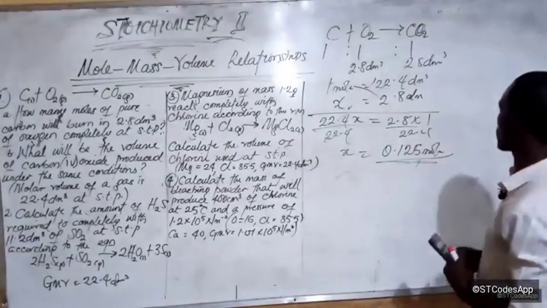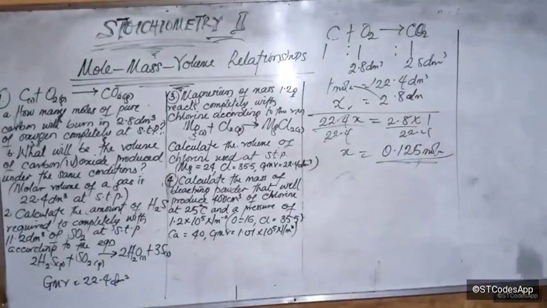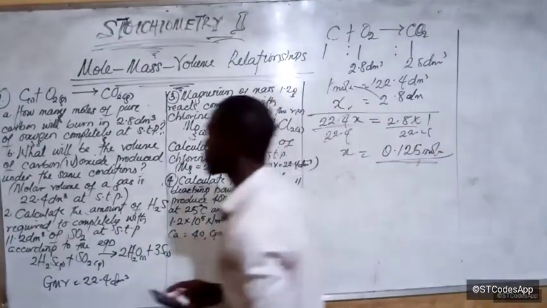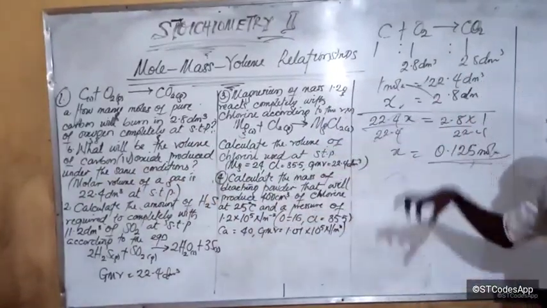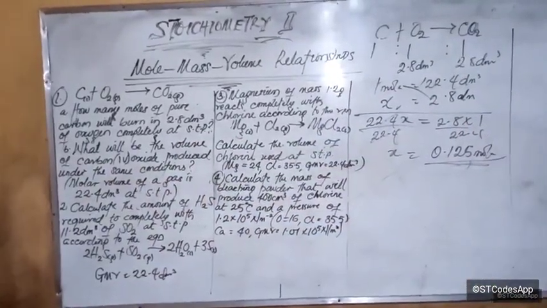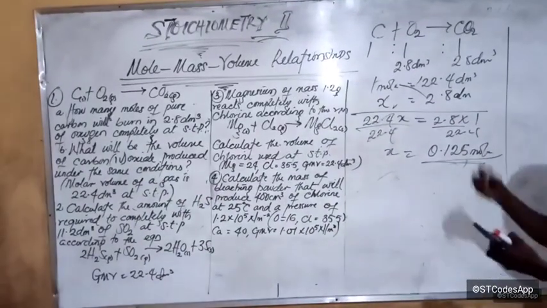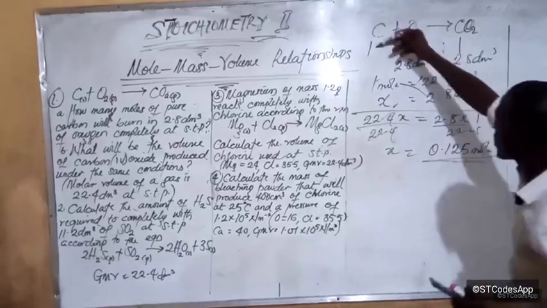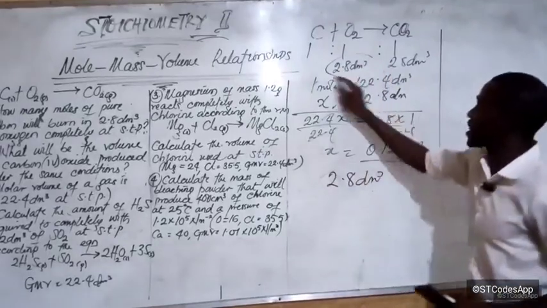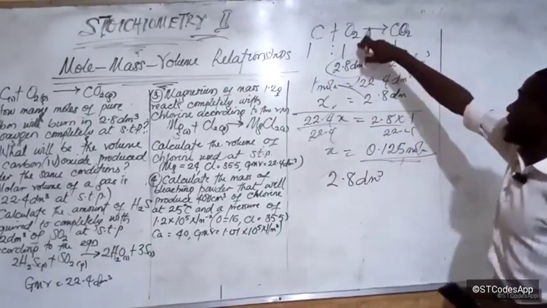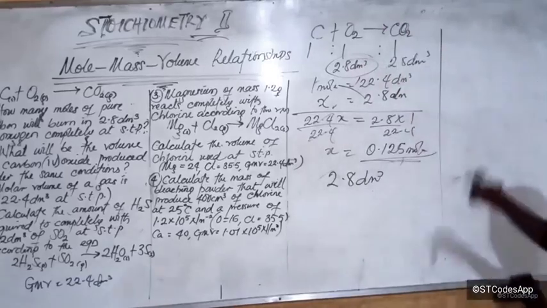All right, let's go to question 2. That's 1b. It now says, what will be the volume of carbon dioxide produced under the same conditions? It's very simple. Since it is 1:1:1, definitely it means that 2.8 dm cube, which is the starting material, is going to give us the same 2.8 dm cube of CO2. And that is the answer.